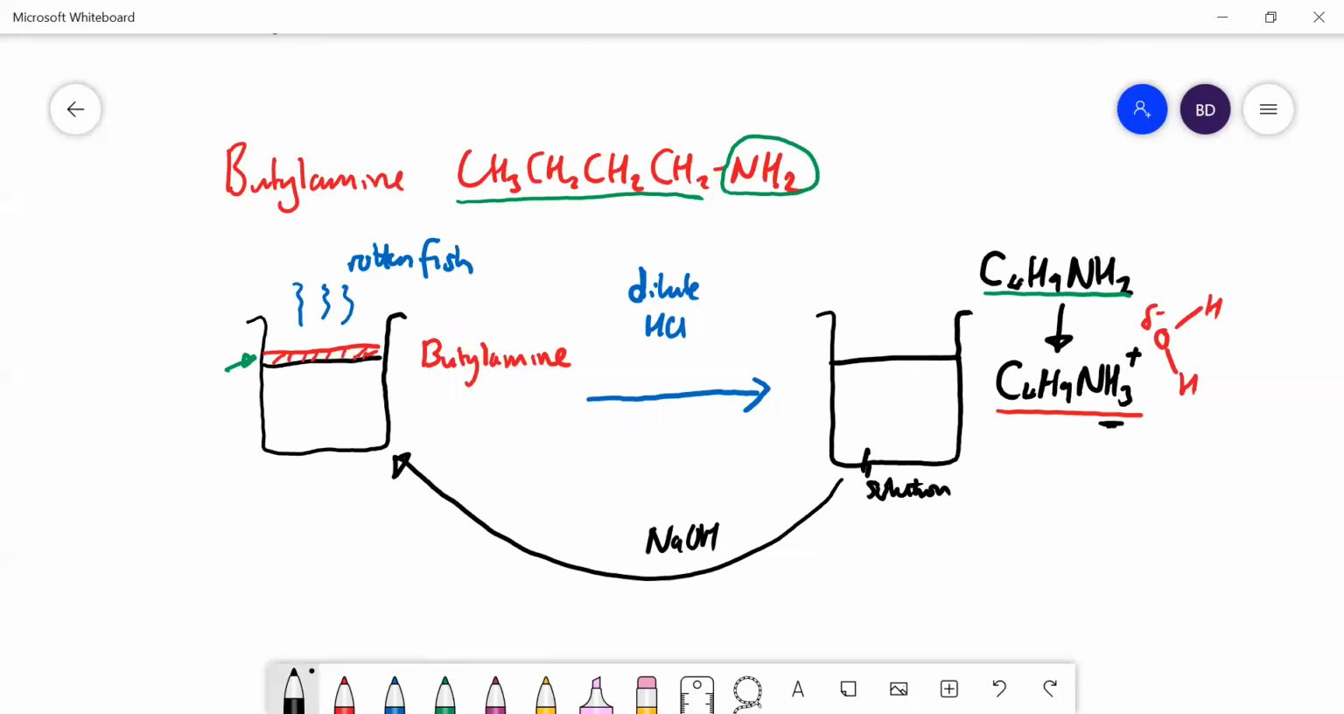Also, you notice that you don't get the smell here. There's no smell, and that's because it's not volatile anymore. Why isn't it volatile? Because it's charged, so it's interacting with the water molecules. It's staying dissolved in the water, so it's not coming out as a vapor. Whereas in the other case, it does smell quite strongly. Okay, so a little introduction to the amine group, the difference between primary, secondary, and tertiary amines, and a little bit of physical properties.